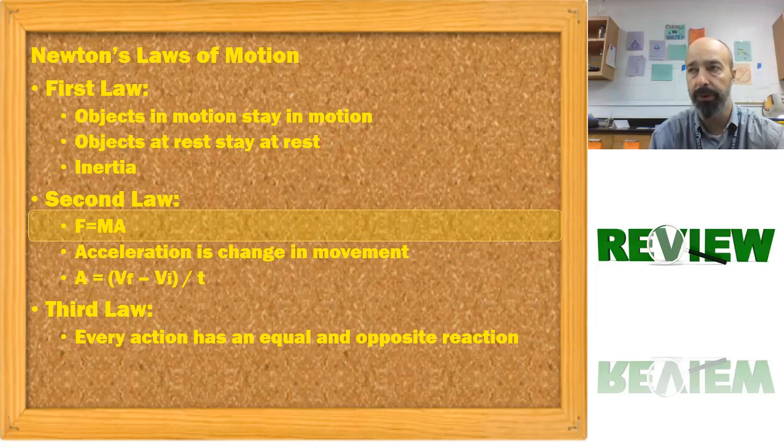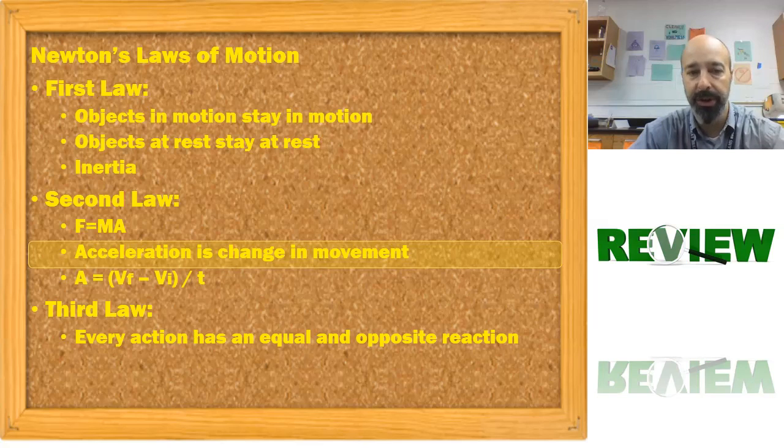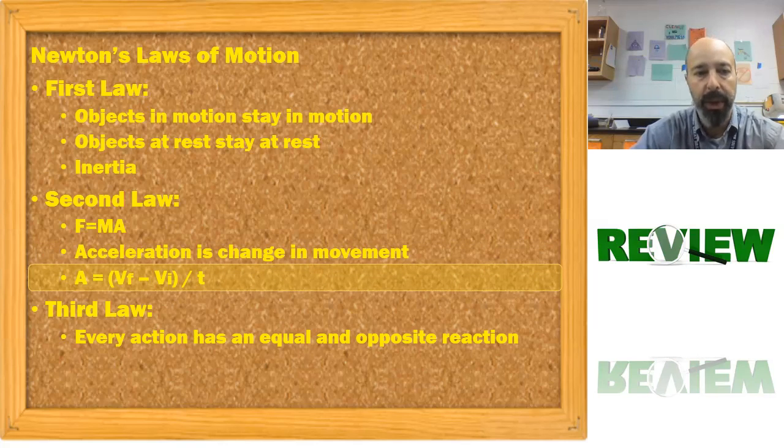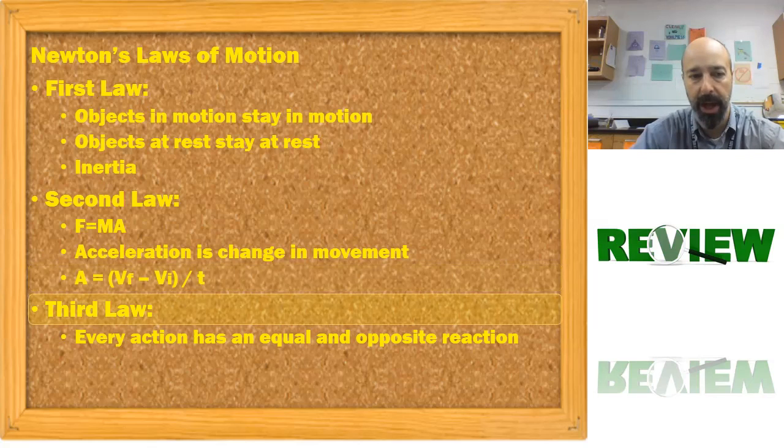Newton's second law is a relationship between force, mass, and acceleration. And so you should know what all those words mean. And the formula there is F equals ma, and acceleration is just a change in movement, slowing down, speeding up, or changing direction. And we have our next formula here, which is acceleration equals the final velocity minus the initial velocity divided by time. Again, we'll practice some of those in class.